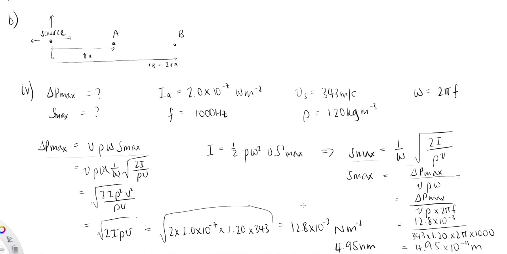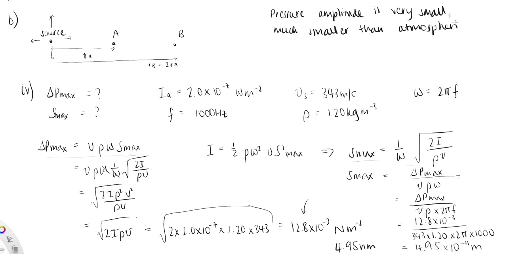And finally, we have to comment on our results with respect to the efficiency of the human ear. So for example, this is the pressure amplitude that we got, 12.8 times 10 to the minus 3. So we can say that the pressure amplitude is very small, and we can even say that it's much smaller than atmospheric pressure. Therefore, human ears are very sensitive.